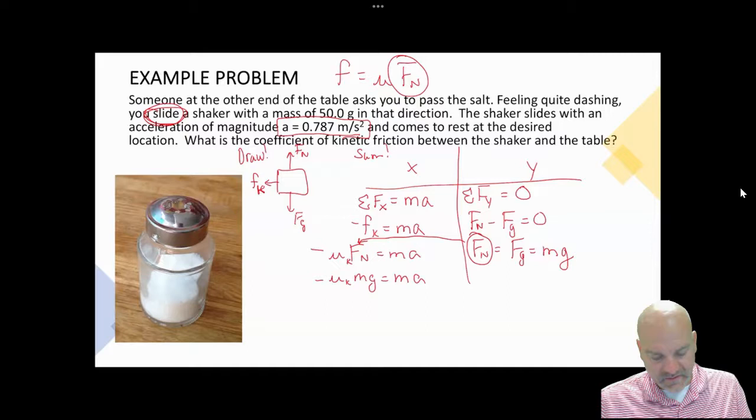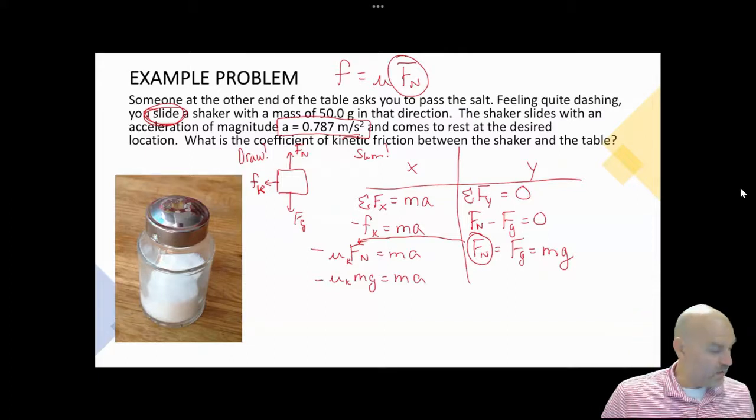Okay, once we start introducing angles and inclined planes here in a couple videos, that's not going to hold true. We're going to have other factors here. Okay, so now I'm looking for the coefficient of friction. So I'm going to solve this for mu k by simply dividing a over g. Now, this is coming to a stop, so my acceleration is going to be negative. Okay, and then I'm going to divide by 9.81.